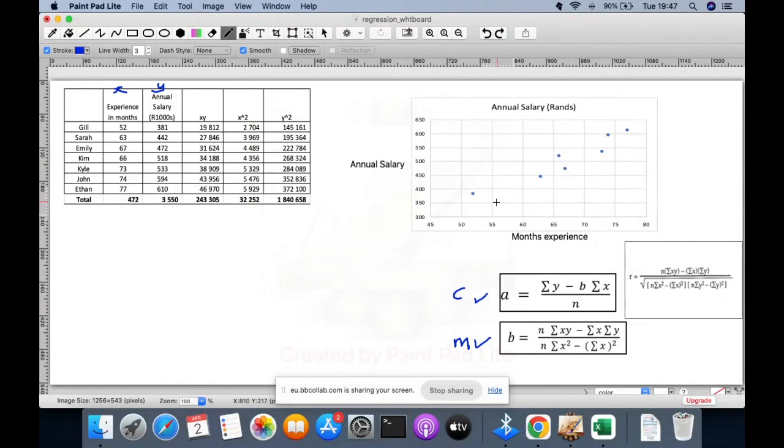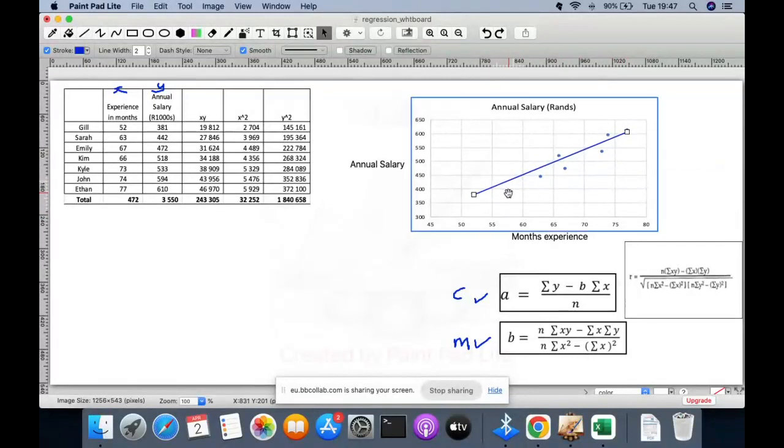All right, so I've done a scatter plot. Basically, each blue dot matches up with a row in the table. So Jill has 52 months experience, which is why you see this dot here, and Jill makes 381,000. So that's how you get the y value in the axis. So each one is just one of these individuals in the table, and I've drawn a scatter plot. So we're trying to use a line to fit this data so we can use it to make estimations like this.